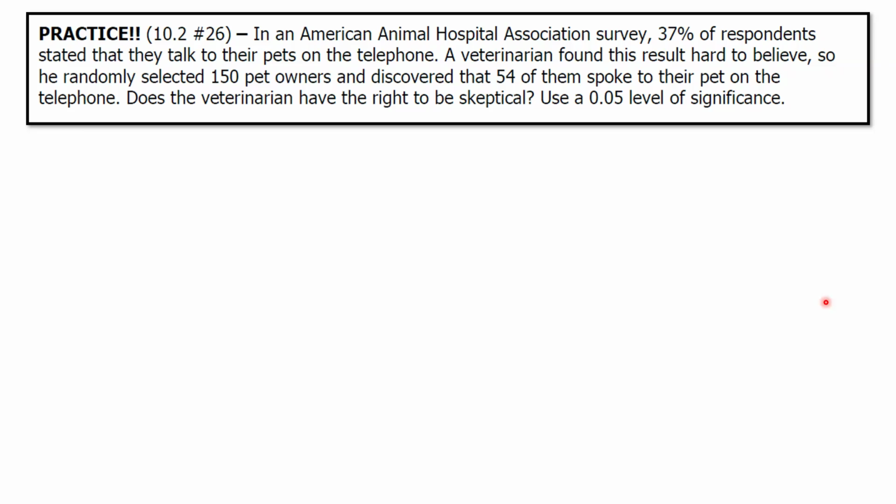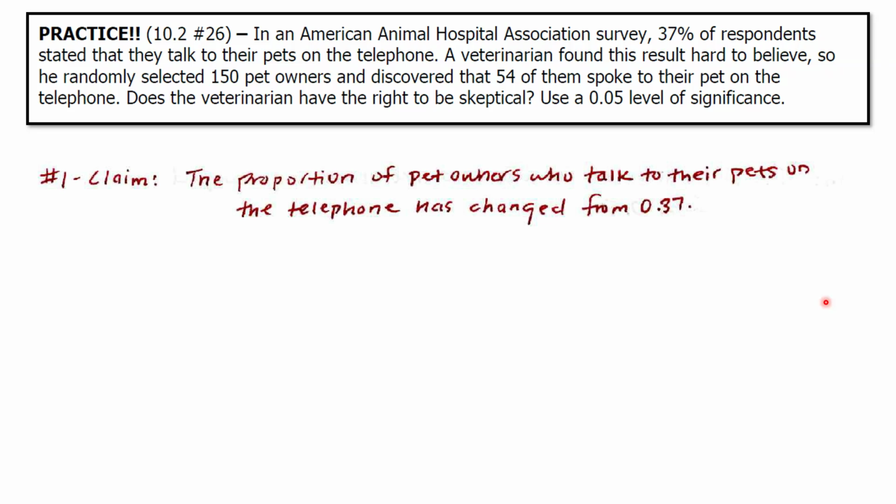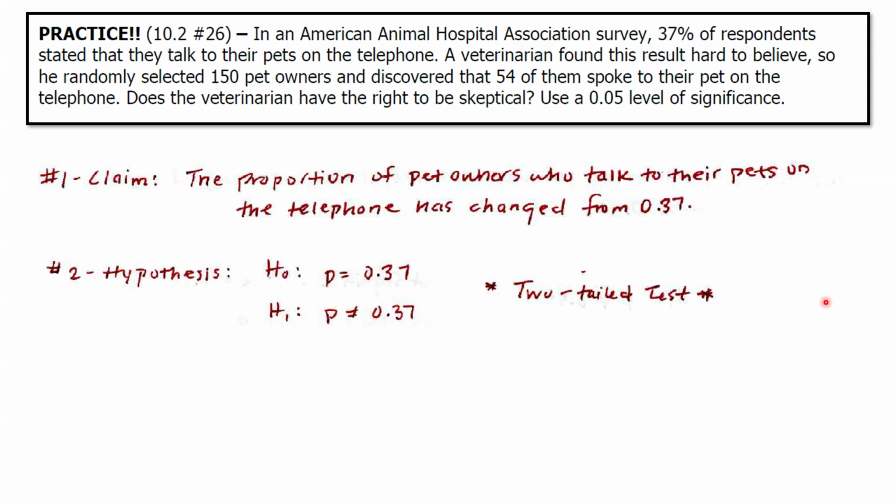So in this problem, we have our step 1, which is the claim. The proportion of pet owners who talk to their pets on the telephone has changed from 0.37. Okay, so we want to know if the pet proportion has either increased or decreased. Okay, it doesn't say specifically which one. So we know that we are going to have a hypothesis test where our null is p equals 0.37 and our alternative is p does not equal 0.37. Okay, so that means we're dealing with a two-tailed test.